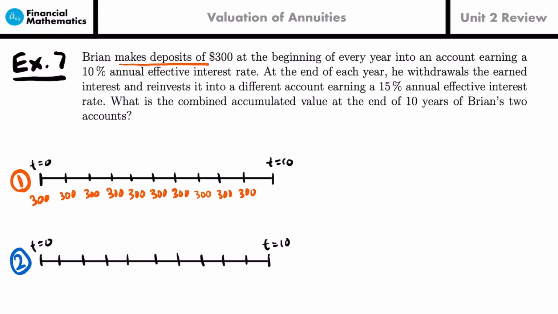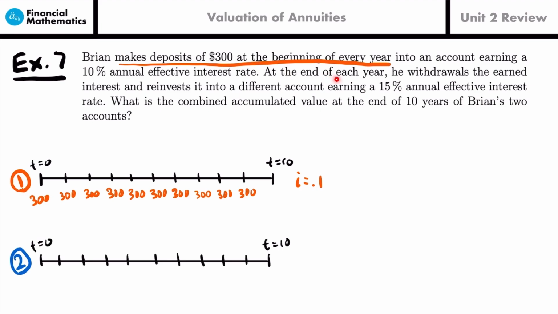So we have the deposits of $300 at the beginning of every year, and it is important to notice that this account earns a 10% annual effective interest rate. So for this account, i equals 0.1. That's 10% as a decimal. But then notice what the problem tells us here.